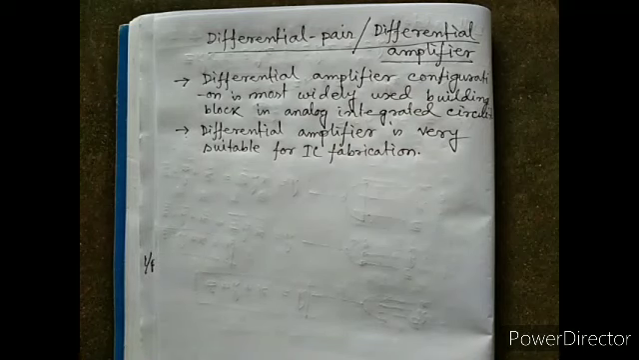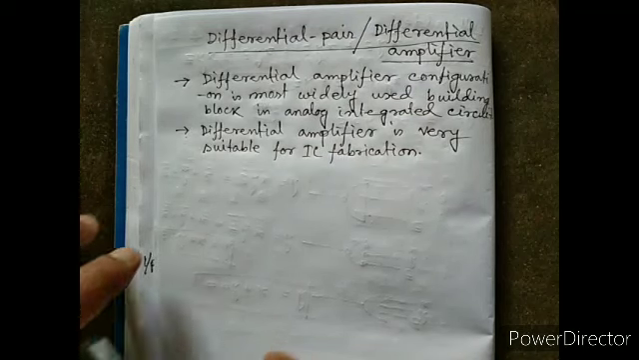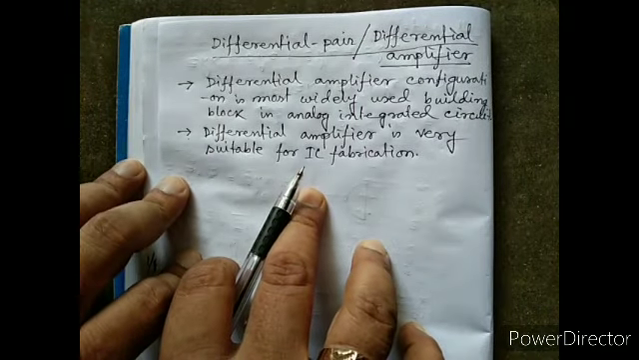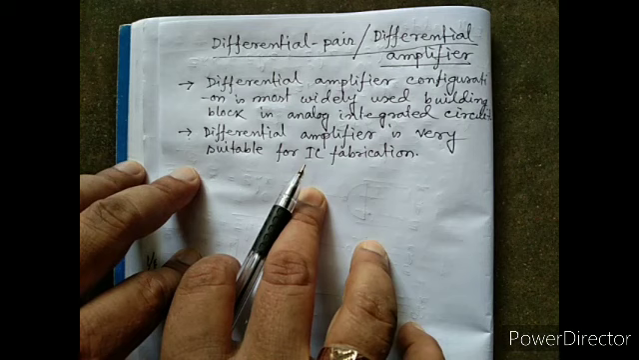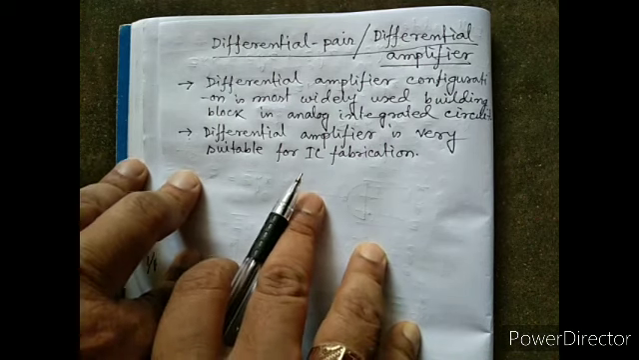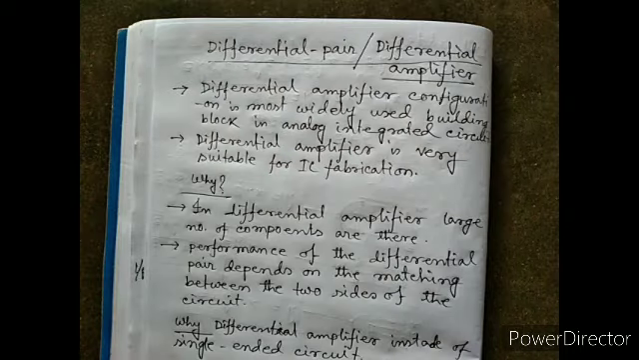Differential pair or differential amplifier. Differential amplifier configuration is the most widely used building block in analog integrated circuit design. Differential amplifier is very suitable for IC fabrication. Now, why is the differential amplifier suitable for IC fabrication?